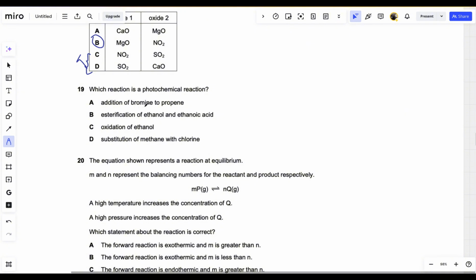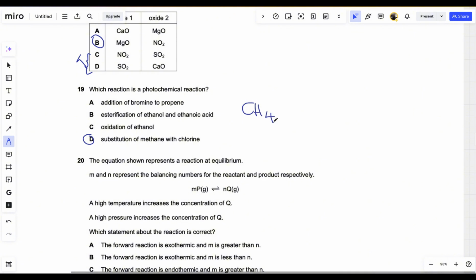Okay, addition of bromine to propene, no. Acidification of ethanol and ethanoic acid, no. Does it require light? Oxidation of ethanol. Substitution of methane with chlorine. Yeah, this one you see requires what? All the substitution reactions, when you take methane, they require what? Sunlight. They require a UV light.